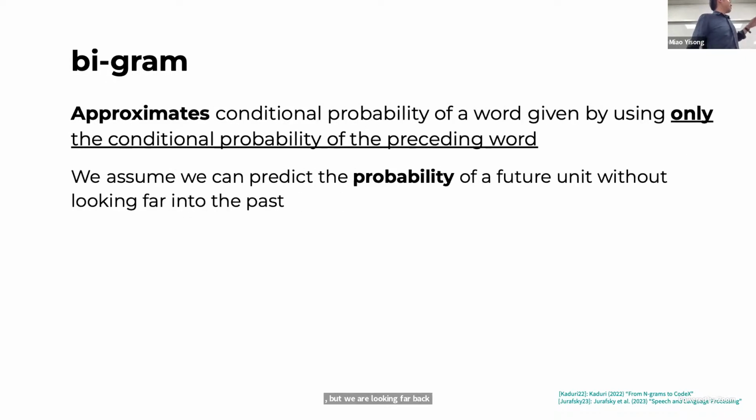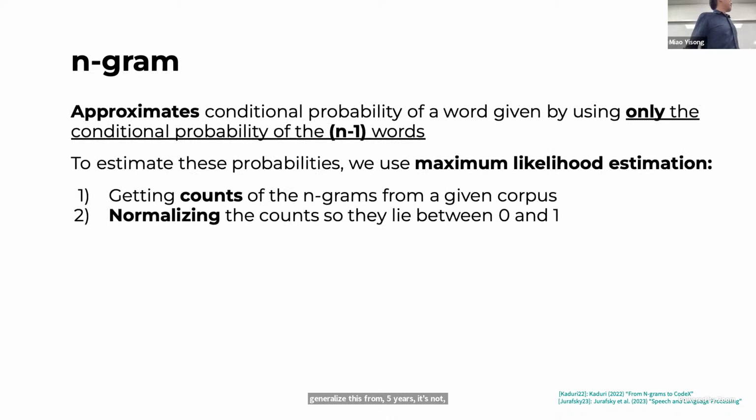If we generalize from a bigram, which is a 2-gram, or basically the current word and the word preceding it, we can generalize it to the n-gram, which approximates the conditional probability of a word by using only the n-1 words before. So a trigram, or 3-gram, predicts the future word using only the 2 words before it. For example, if you try to predict the word after "I am", then you'll get, oh, it's "then".